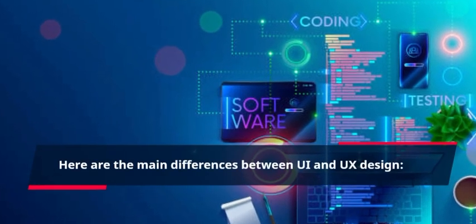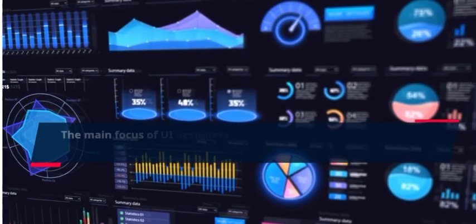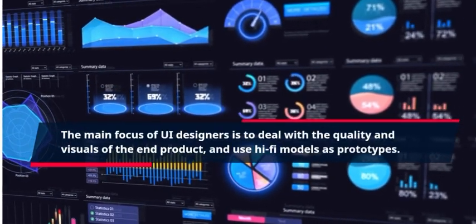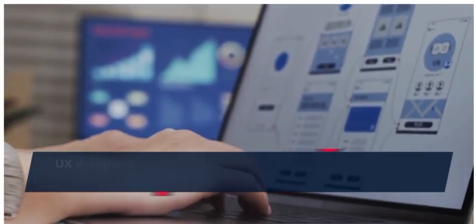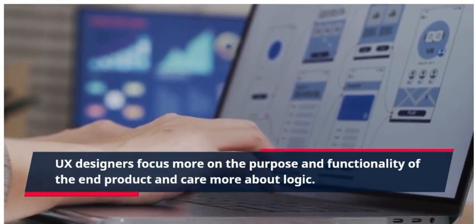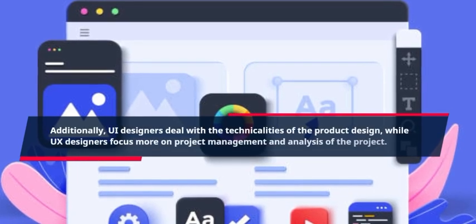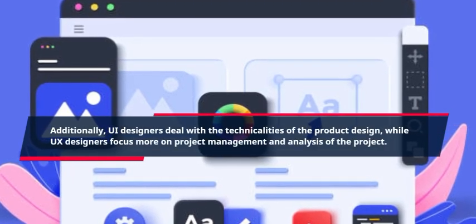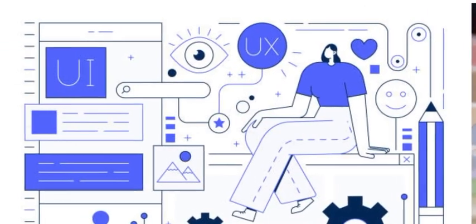Here are the main differences between UI and UX design. Main focus. The main focus of UI designers is to deal with the quality and visuals of the end product, and use hi-fi models as prototypes. UX designers focus more on the purpose and functionality of the end product and care more about logic. Additionally, UI designers deal with the technicalities of the product design, while UX designers focus more on project management and analysis of the project.